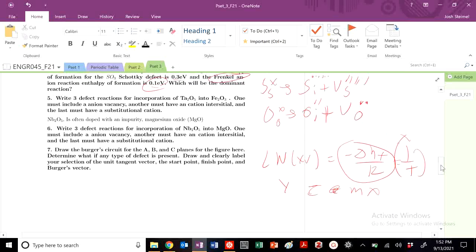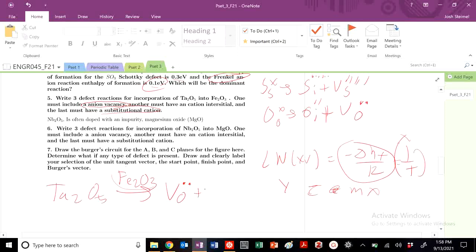All right. So I need to write 3 defect reactions for the incorporation of tantalum oxide, Ta2O5, into Fe2O3. So let's go ahead and start with one must include an anion vacancy. So I need a vacancy. Again, I can only create a vacancy in a host, so vacancy in oxygen is going to be a 2 plus.